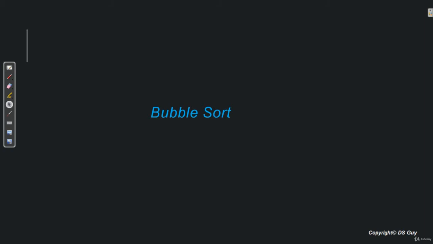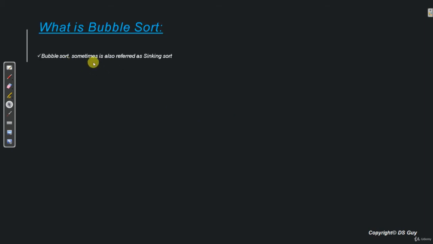So the first type of sorting is bubble sort, which is basically the simplest of all the sorts. So let's see what exactly is bubble sort. Bubble sort is sometimes also called sinking sort.